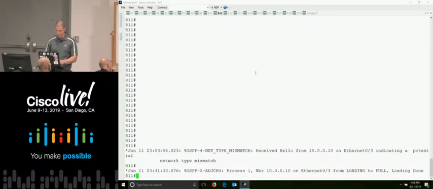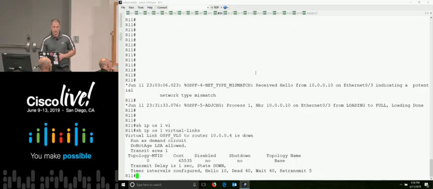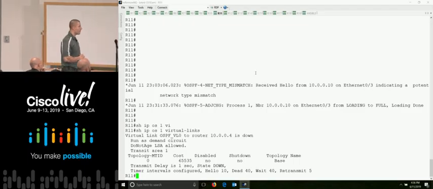So, all right, we're on R11, that's fine. Show IP OSPF1 virtual links. First line, virtual link to router 4 is down. Does anyone notice anything suspicious about the output? Yeah, the cost. Cost is a really big number.